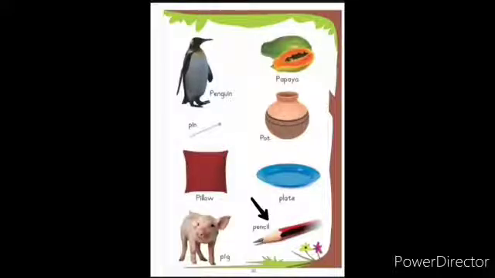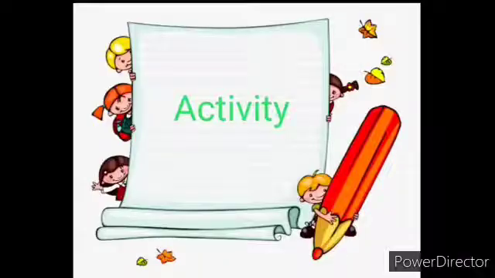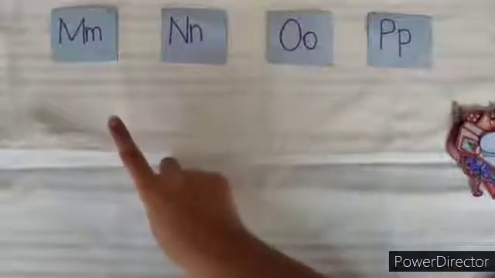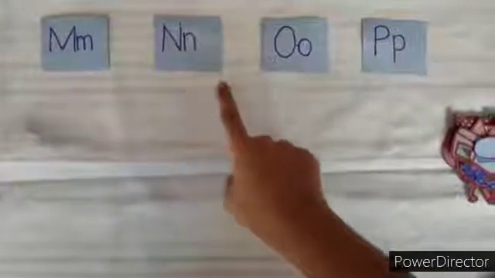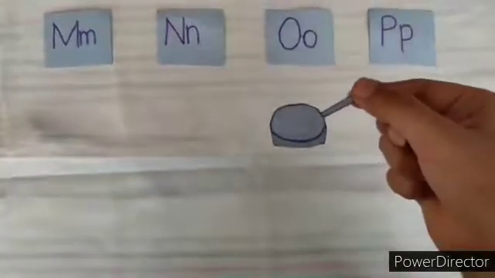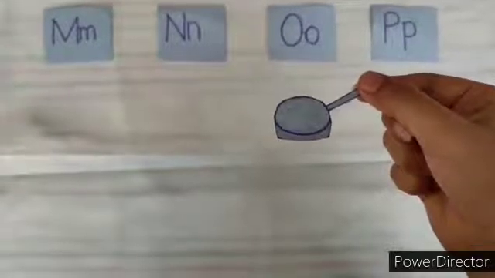Very good, children. Now let's do an activity. In this activity, the alphabets M, N, O, P are given, and here are some pictures related to these alphabets. We have to identify the picture and put it under the correct alphabet.